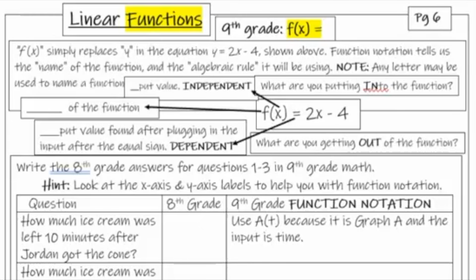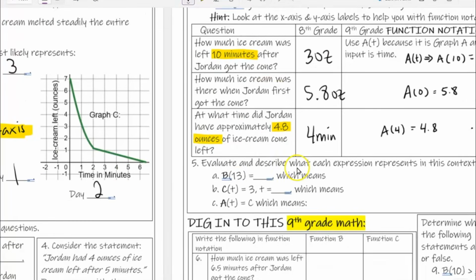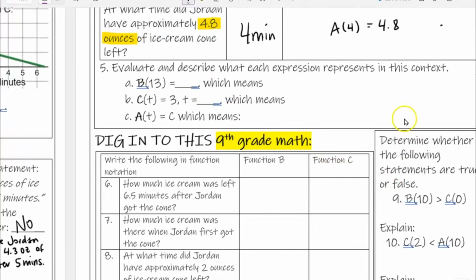So we're going to keep going in interpreting our function notation now that we know how to write it. We're going to start at number 5. Evaluate and describe what each represents in its context. So what is B of 13?